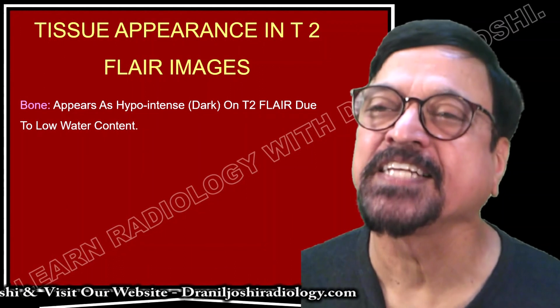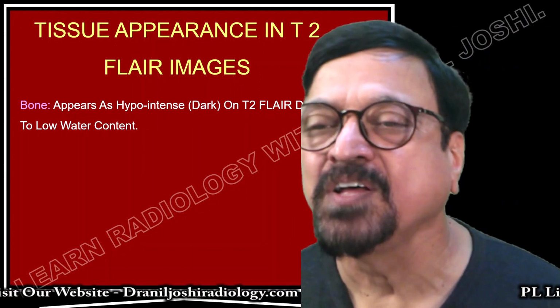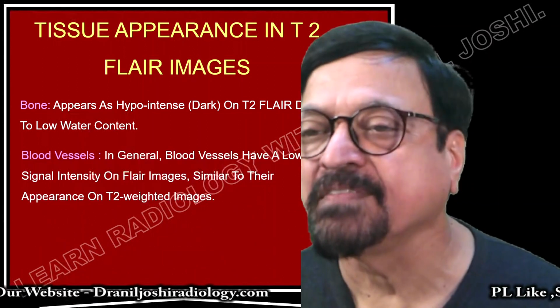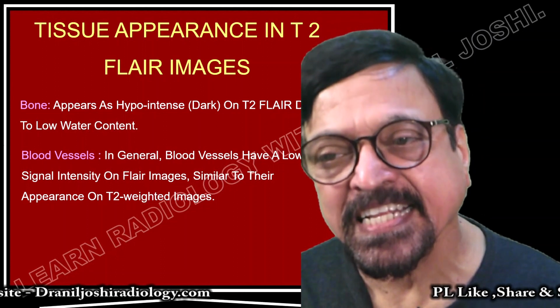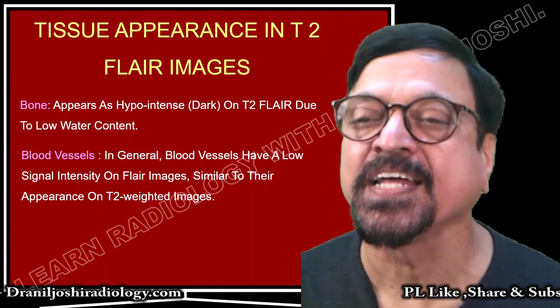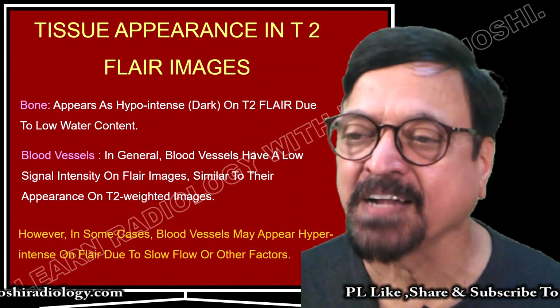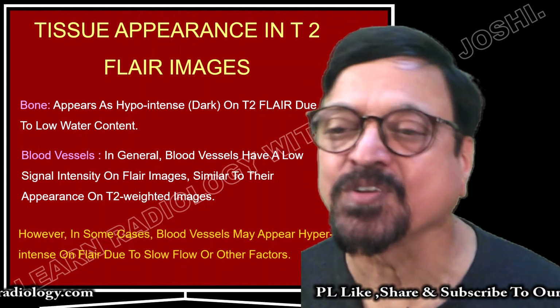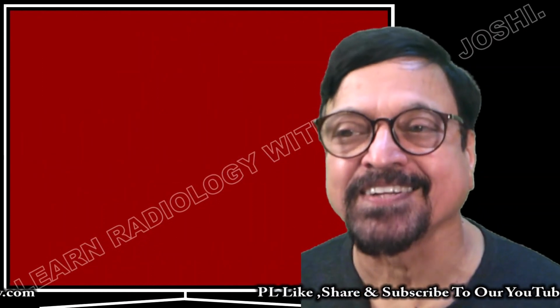Now, tissue appearances in T2 FLAIR images. Bones appear hypointense, dark, on T2 due to low water content. Blood vessels in general have a low signal intensity on FLAIR, similar to their appearance on T2 images. However, in some cases, blood vessels may appear hyperintense on FLAIR due to slow flow effects.